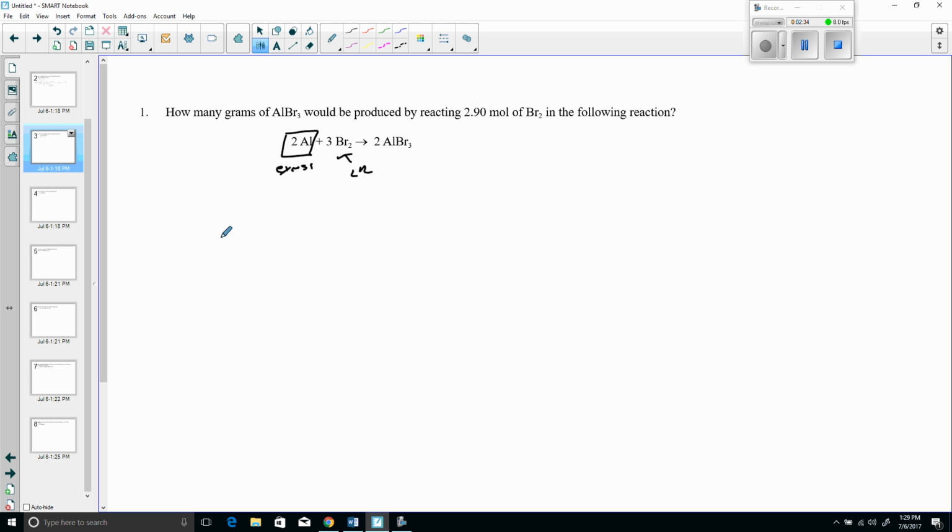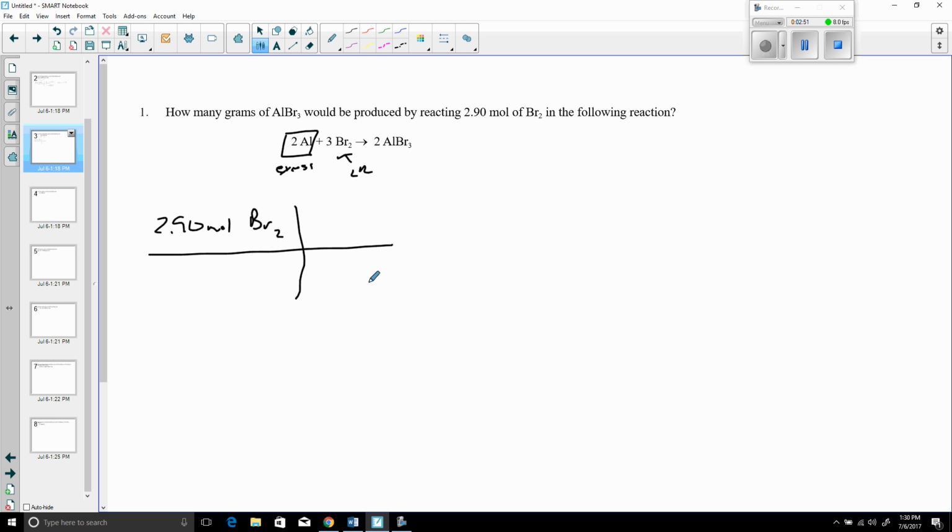But we're going to do this in a stepwise process. So we have 2.90 moles of Br2. And because we're already in moles, we don't have to look at grams or anything. We can just use our balanced chemical equation. And we can go from moles of Br2 to moles of aluminum bromide. And we see the ratio is a 3-to-2 ratio. So 3 of these to 2 of those.